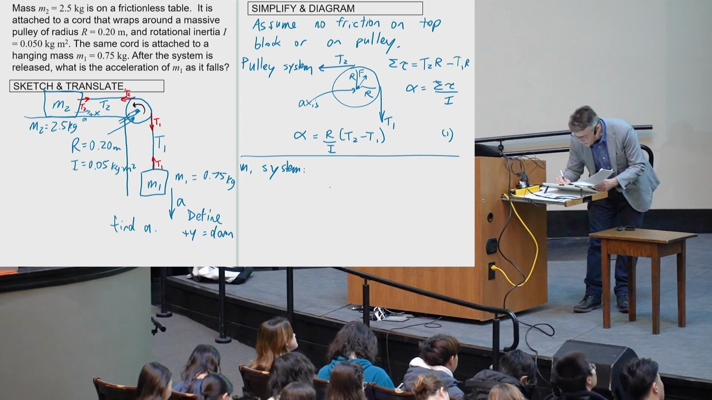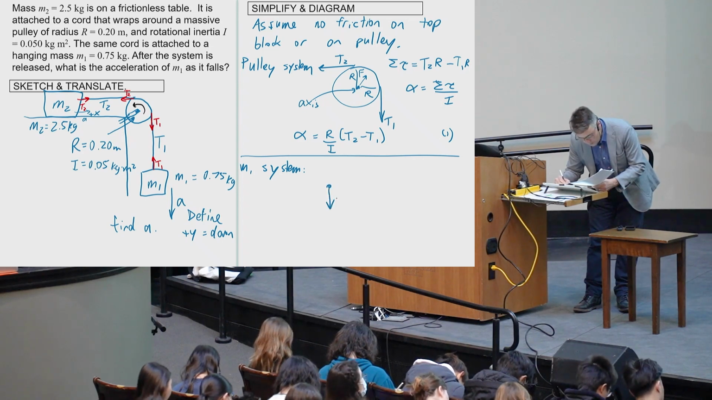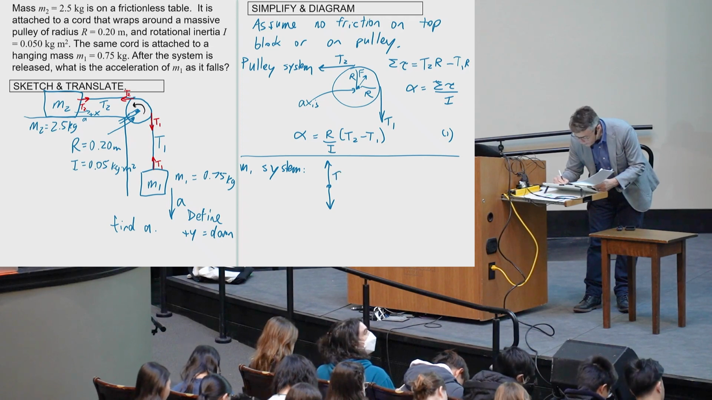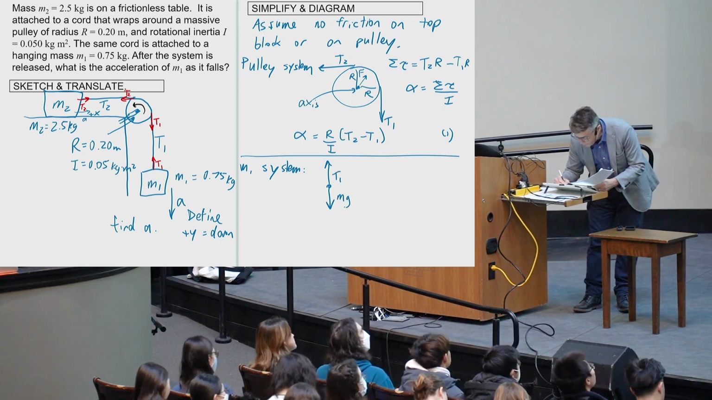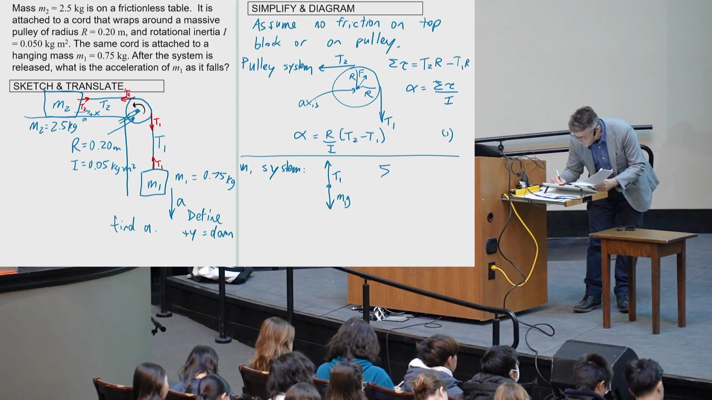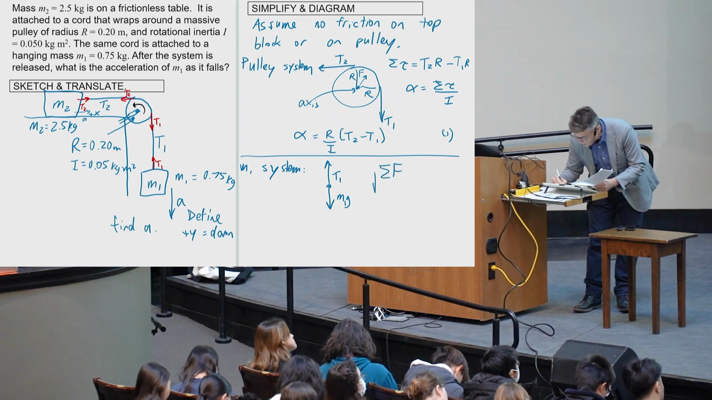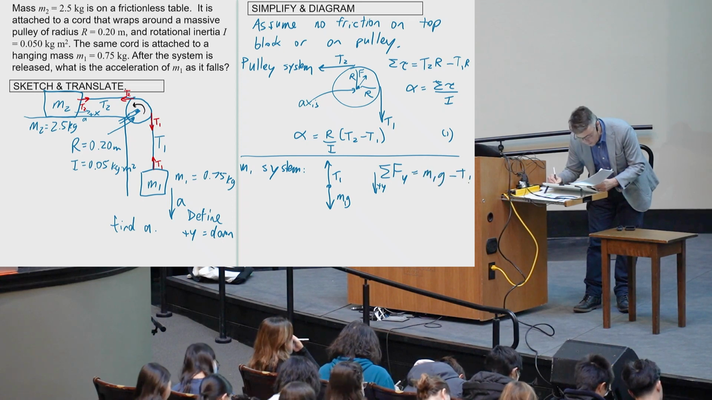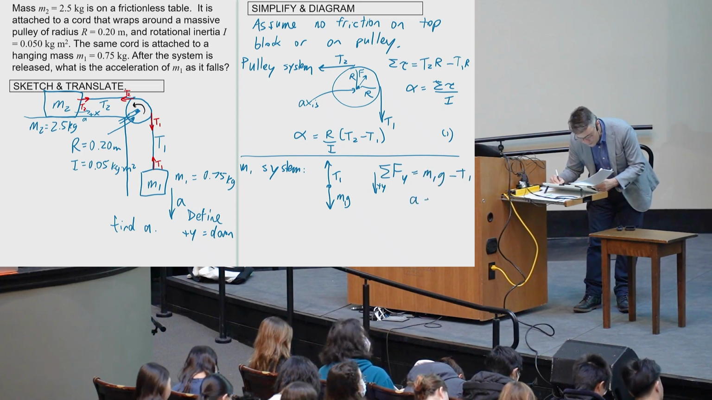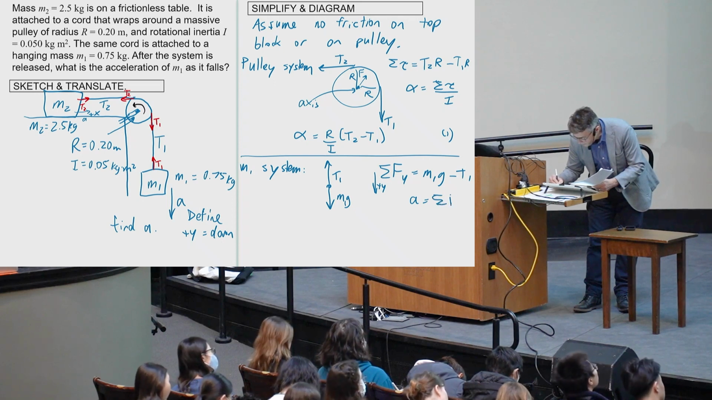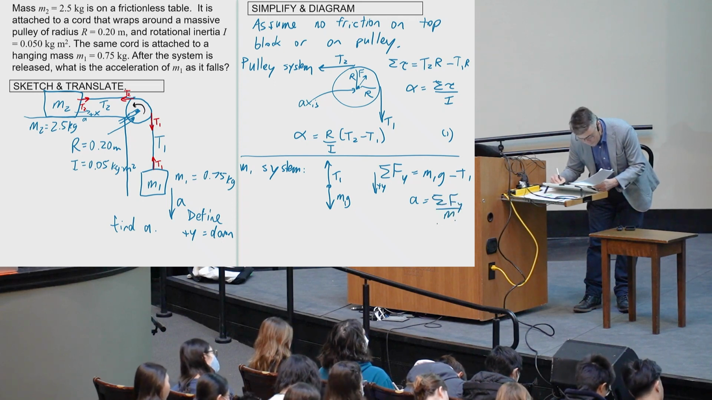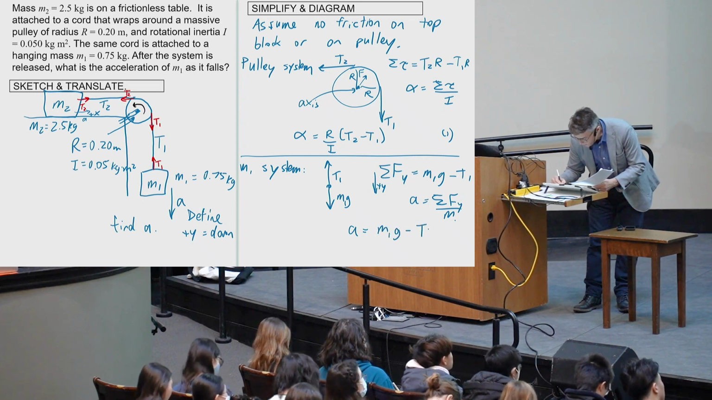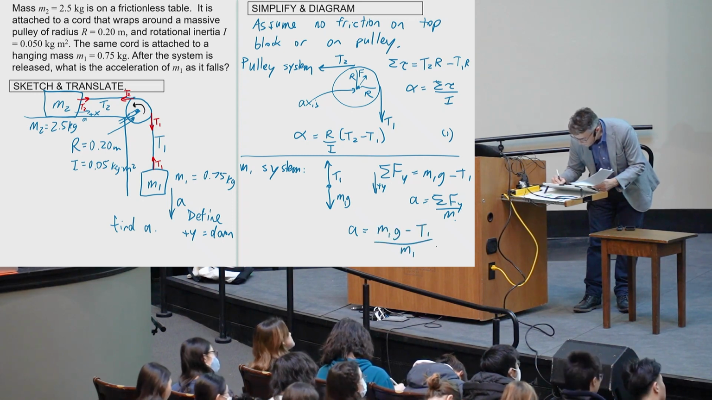And then the M1 system, you've got T1 pulling up, and you've got M1G pulling down. So the sum of all the forces in the y direction, remember I got plus y is down, is equal to m1g minus T1, and acceleration is equal to the sum of all the forces in the y direction divided by m1. So acceleration is m1g minus T1 all over m1.